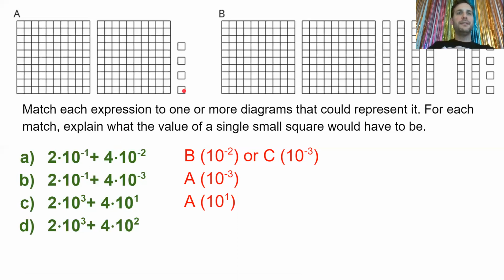And then lastly, it could be B or C. B if each of these single squares represents 100, or C if each of the single squares represents 10.